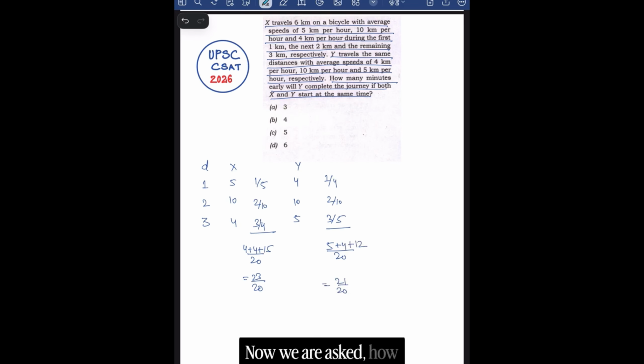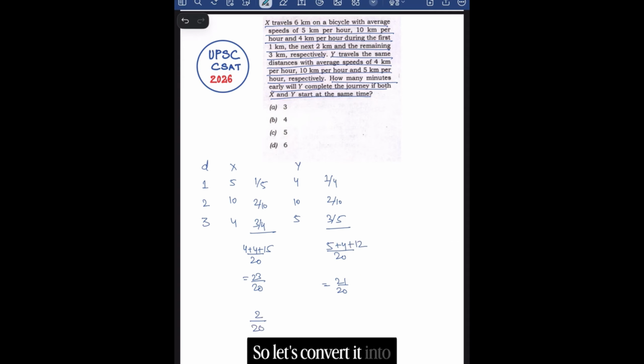Now we are asked how many minutes early will Y complete the journey. So that is equal to the difference between the two times. So it will be equal to 2 by 20. So let's convert it into minutes. So 2 by 20 into 60 minutes. Simplifying this, we get the answer as 6 minutes. So the correct option is option D.